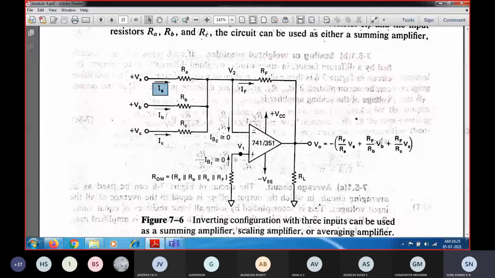Because we know that the non-inverting terminal is held at ground potential, obviously the voltage at V2 is also virtually ground. So none of the current will be flowing across this path, and almost all the current will be flowing across the feedback resistance, RF.